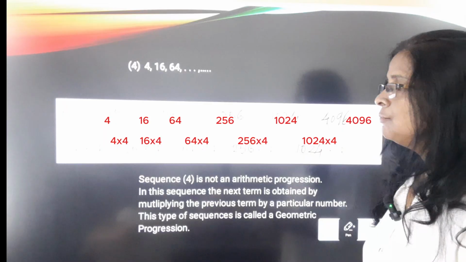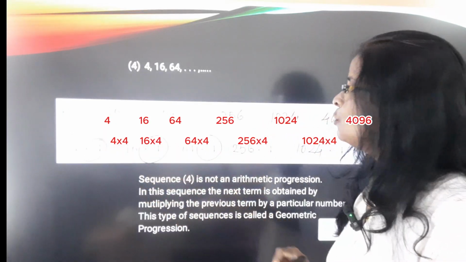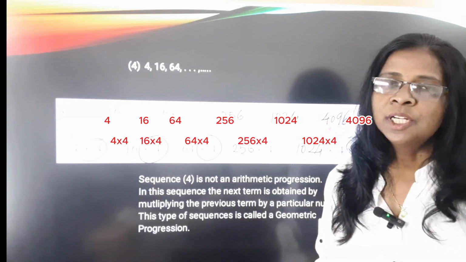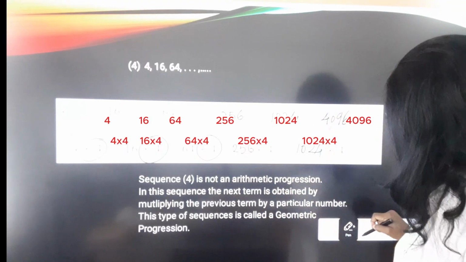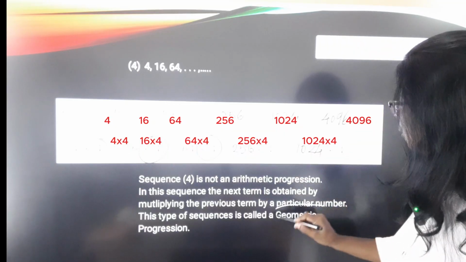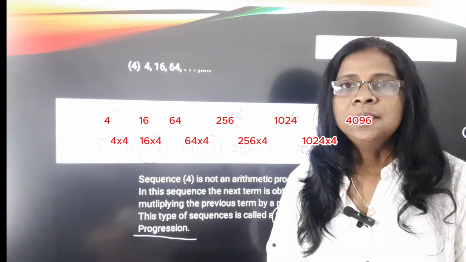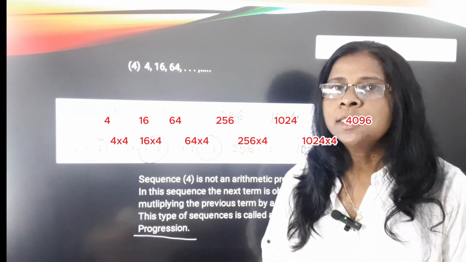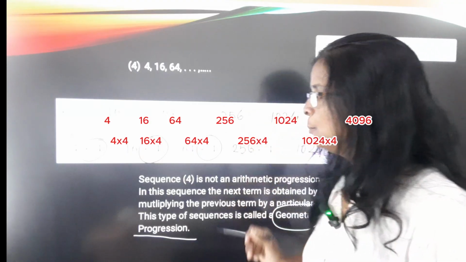But here, if a definite number is multiplied to the previous one, such a sequence is not an arithmetic progression, but that sequence is called a geometric progression. Such a type of sequence is called the geometric progression, students. So we can say that there are two types of sequences, the arithmetic progression as well as the geometric progression. So this is the geometric progression, students.